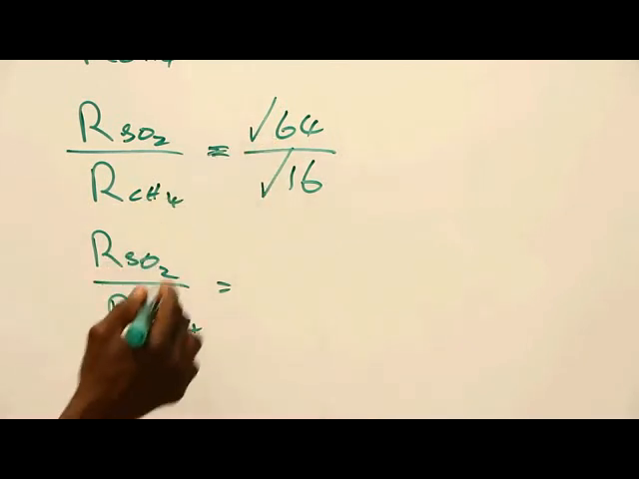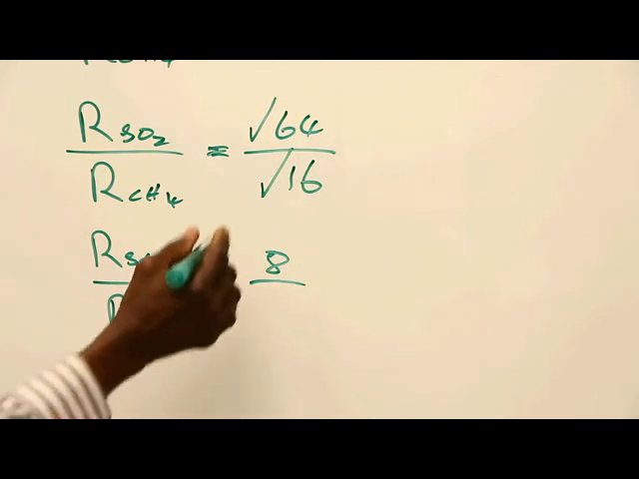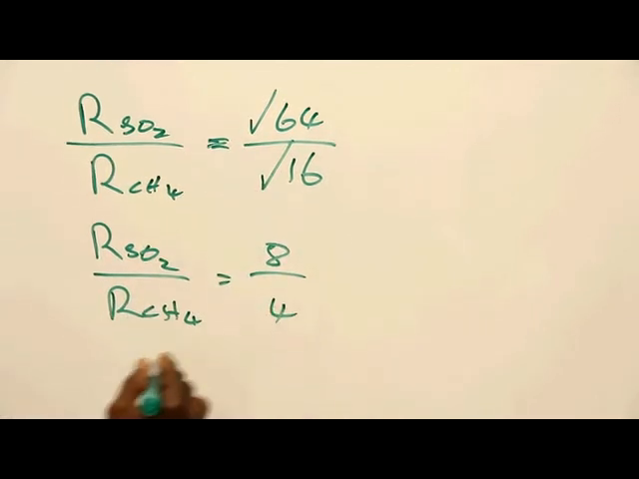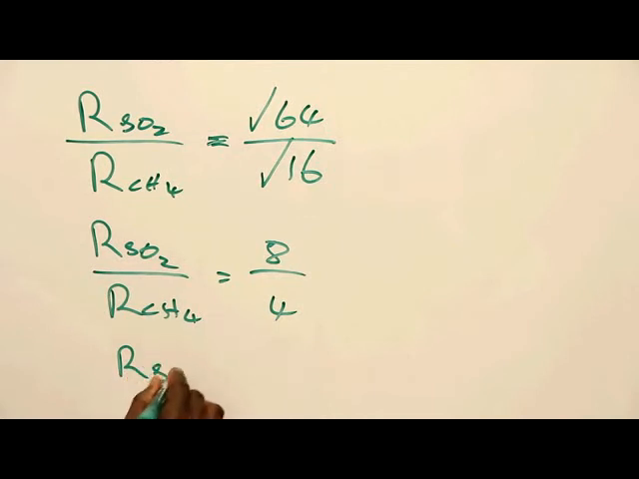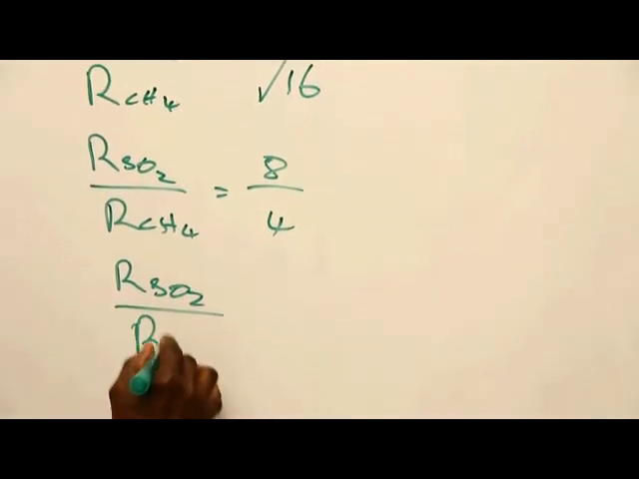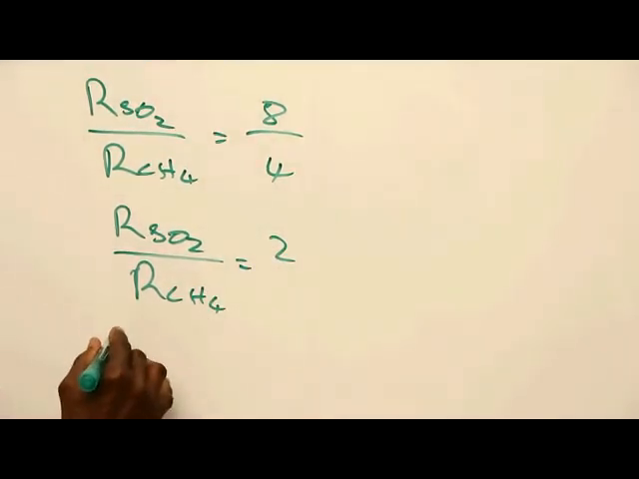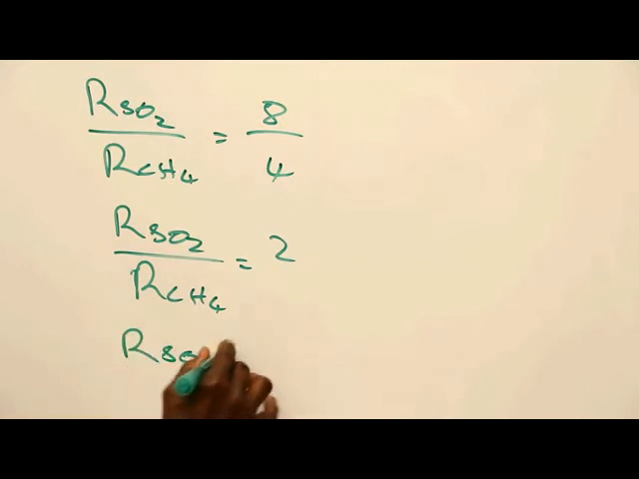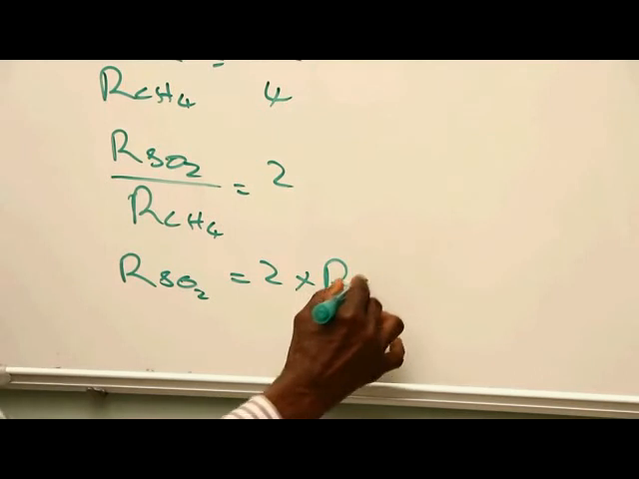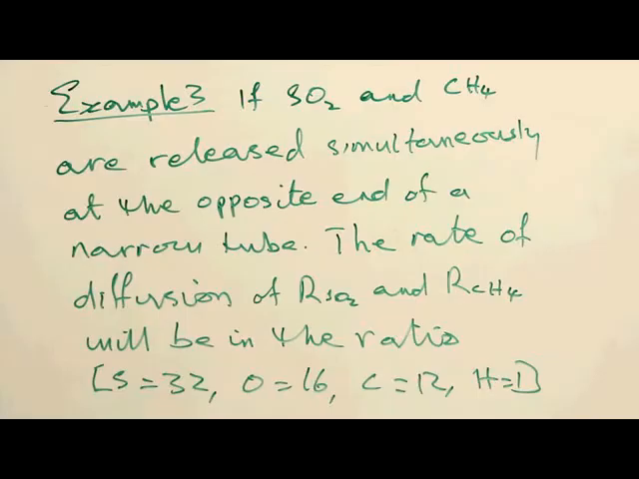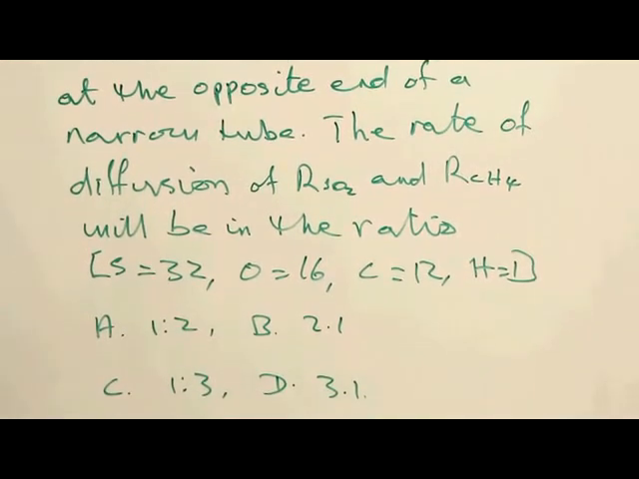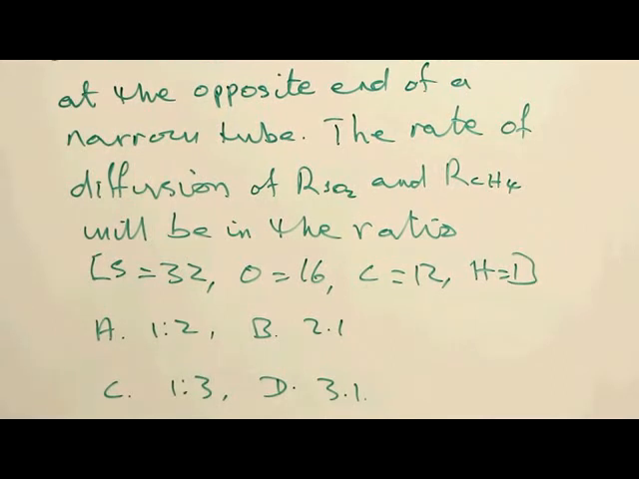Now, the square root of 64 is 8, while the square root of 16 is 4. And so, rate of diffusion of sulfur 4 oxide divided by rate of diffusion of methane is equal to 2. And so, the rate of diffusion of sulfur 4 oxide is twice the rate of diffusion of methane. As seen from the solution above, the rate of diffusion of sulfur 4 oxide to that of methane is 1 to 2. And consequently, the correct option is A, 1 to 2.